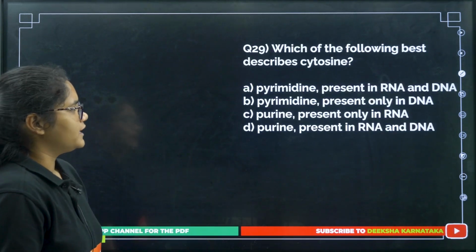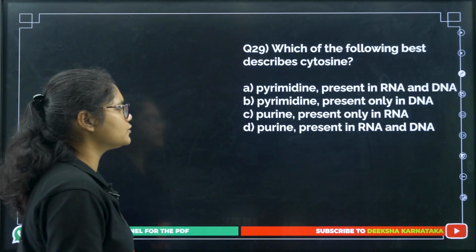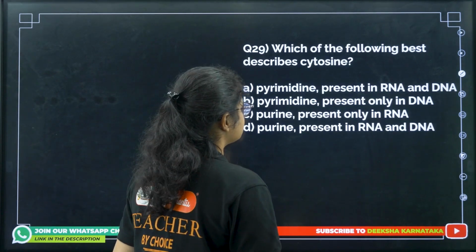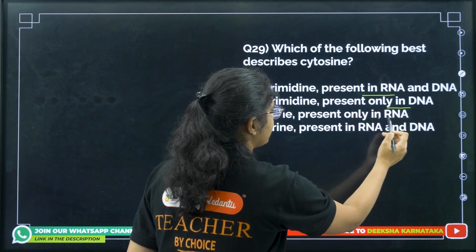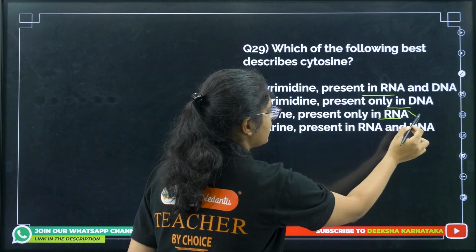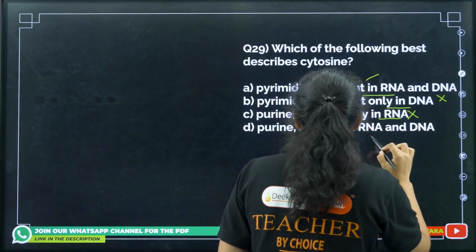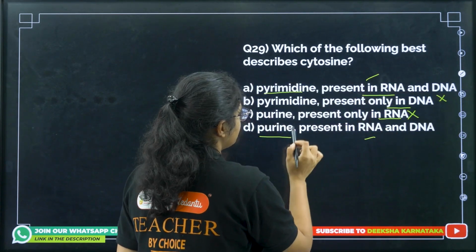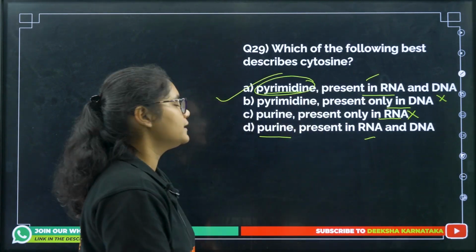Next, which of the following best describes cytosine? Okay. So cytosine is present in RNA and DNA, or present only in DNA. Okay, so if you know, first of all, is it present only in RNA? No, it is present in both. So we can eliminate these two options. Now out of pyrimidine and purine, cytosine is a pyrimidine. Okay, so correct answer is option number A here.